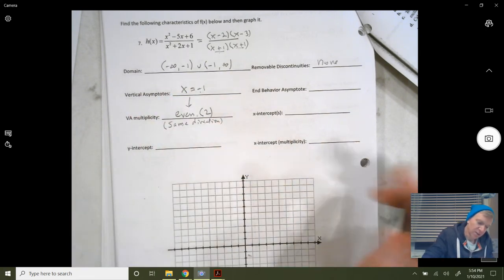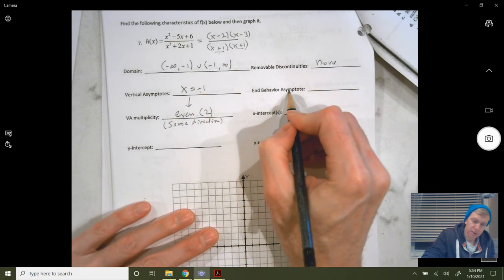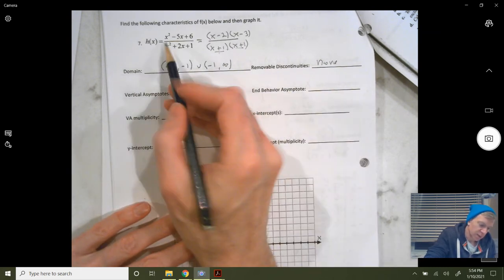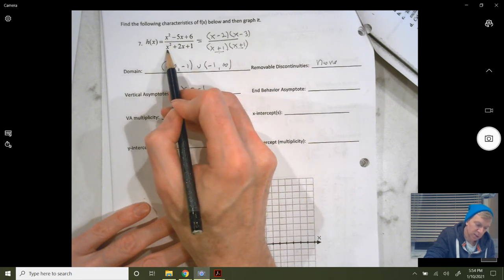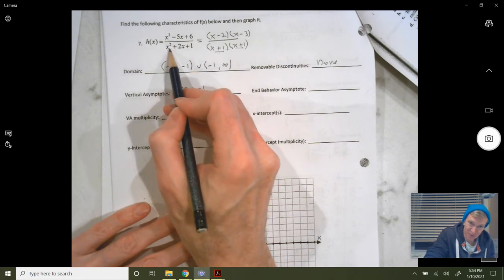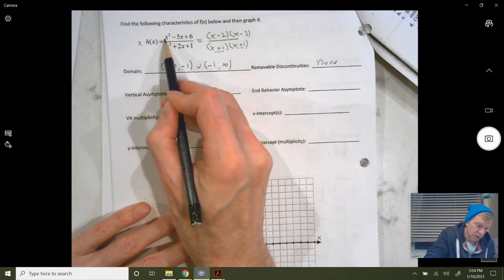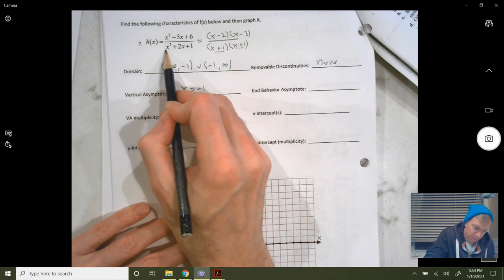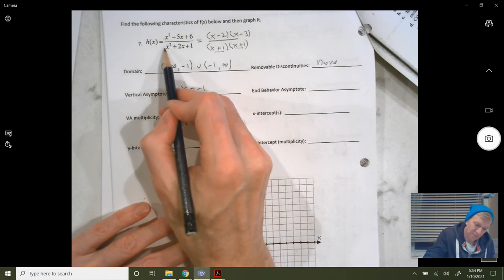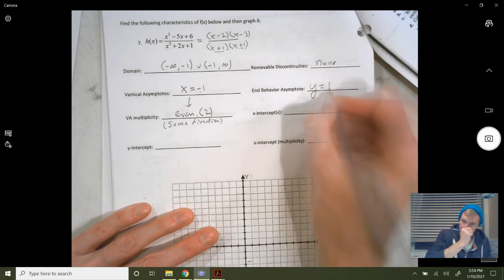Okay. Your end behavior asymptote or your horizontal asymptote. Okay, you look at top heavy or bottom heavy. Degree on the top is 2 because of the x squared. Degree on the bottom is 2 because of the x squared. And when it's the same degree on the top and the bottom, you look at the lead coefficient. Here is a 1. You divide that by the lead coefficient in the bottom. 1 divided by 1. Your horizontal asymptote is at y equals 1 over 1, which is 1.